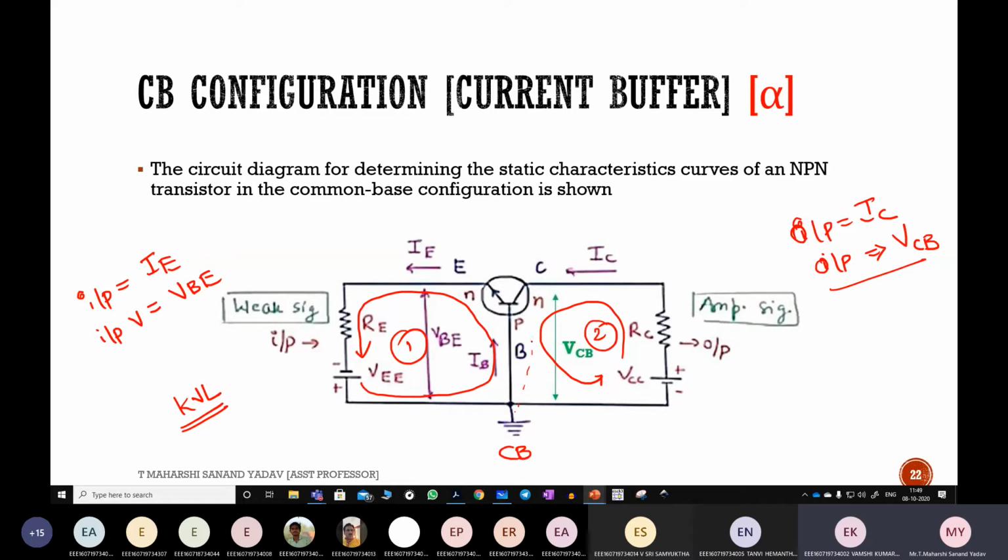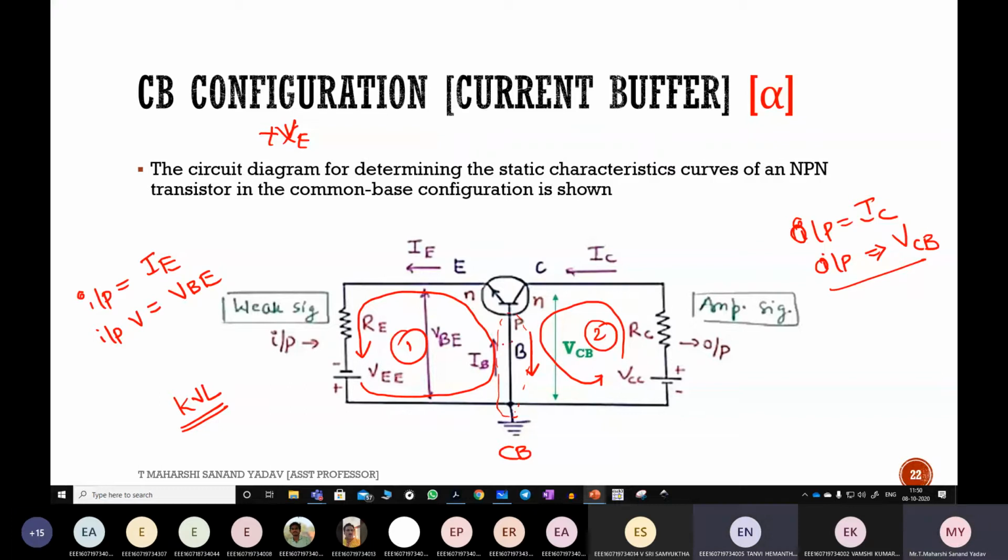Mostly in this portion you'll get confused. I want the complete KVL here because I've included a resistor also. Or else simply you start from here. See here, IB is going upward, whereas here IC is coming downward. So how can I write this?